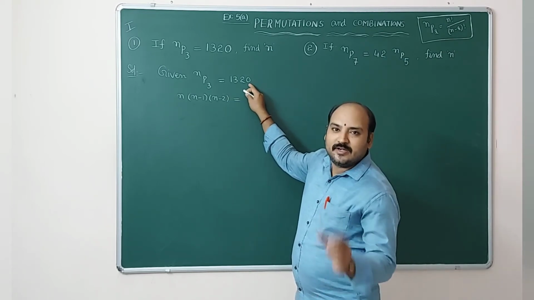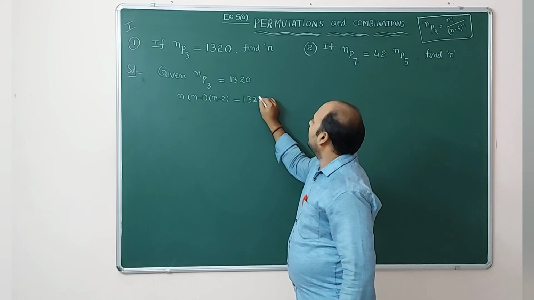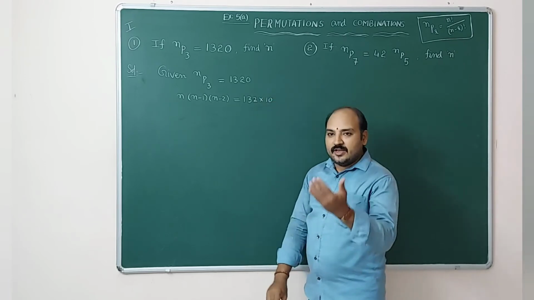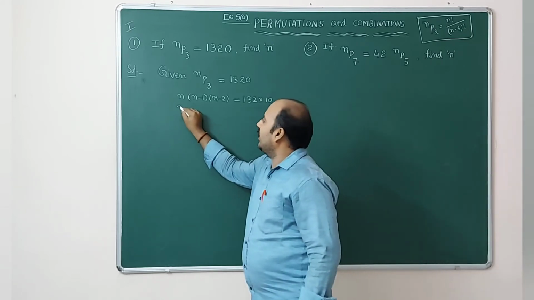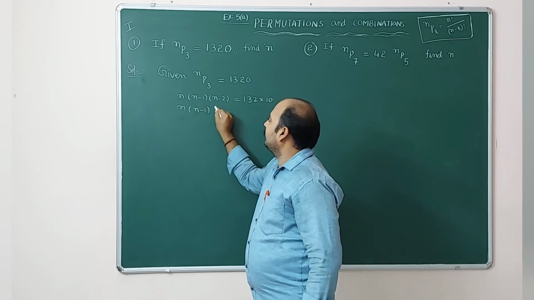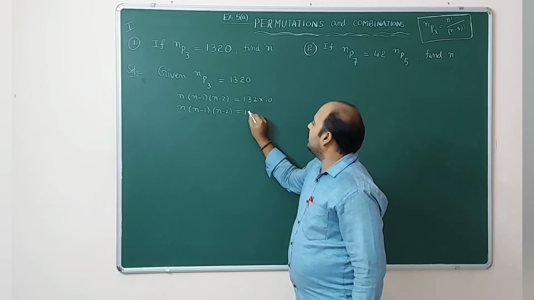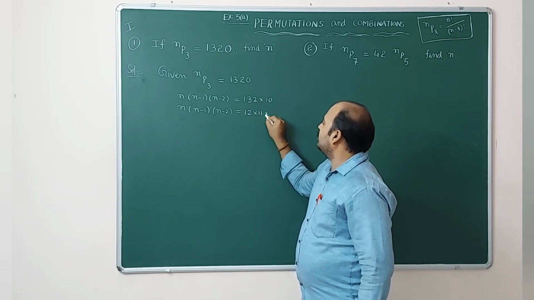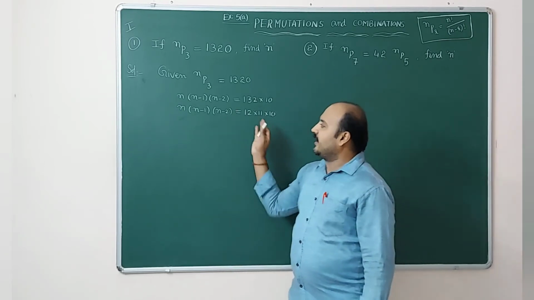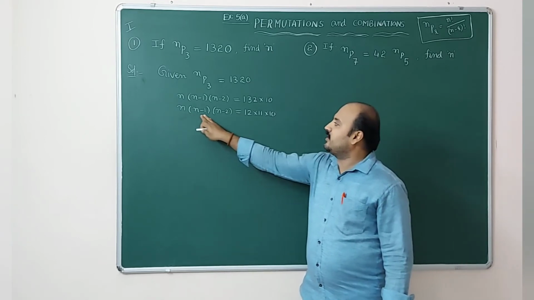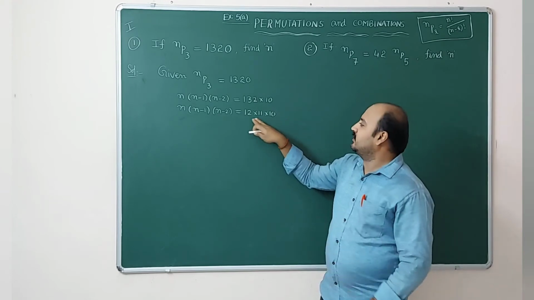Whenever 0 is there at the last, it is a multiple of 10. So can we write it like this? 132 into 10. In the next step, 132 can be expressed as 12 into 11. So n into n minus 1 into n minus 2 equals 12 into 11 into 10. Observe that on both the LHS and RHS, the values are in decreasing order.